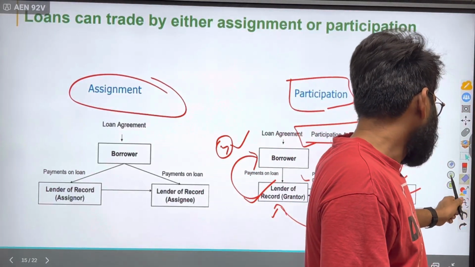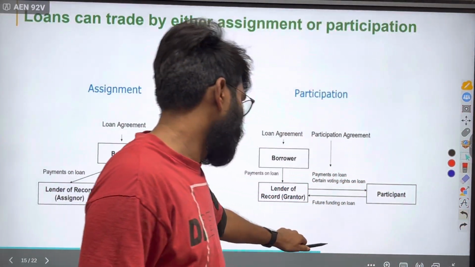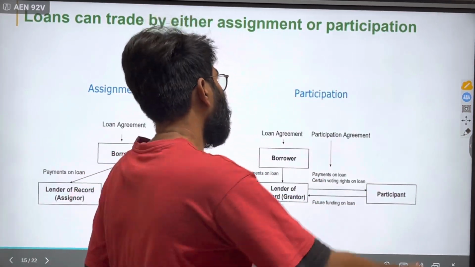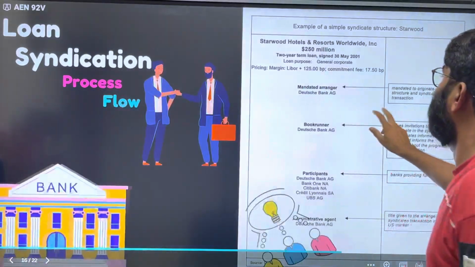Okay, so this is how the process flow works in loan syndication. Again, another example that I would like to discuss quickly, and then I'll wrap up.